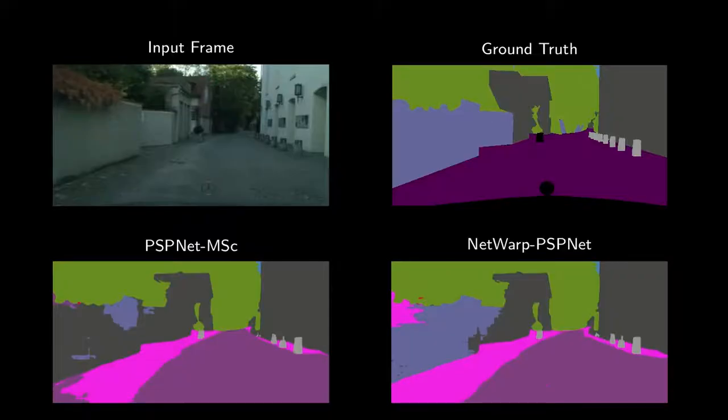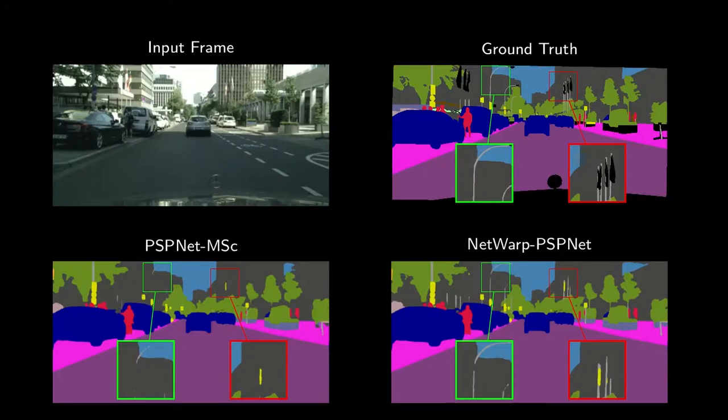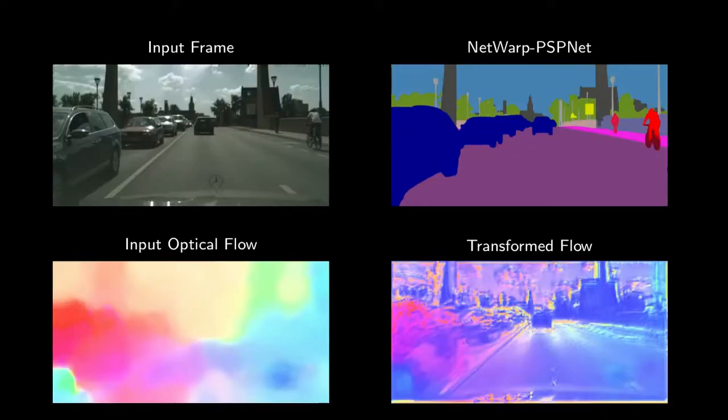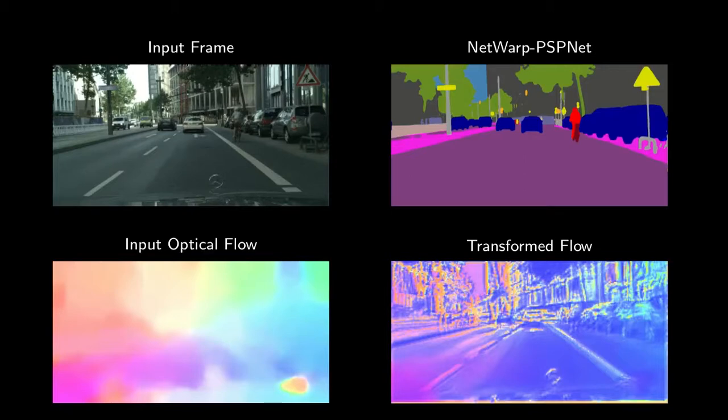We show some qualitative results from the Cityscapes validation dataset. Our method is able to recover thin structures like poles, traffic lights, and traffic signs accurately using temporal context. Here we visualize transformed flow for some sample images. We can clearly observe that the structure of the scene is much more pronounced in the transformed flow, indicating that the traditionally computed flow might not be optimal for semantic segmentation.